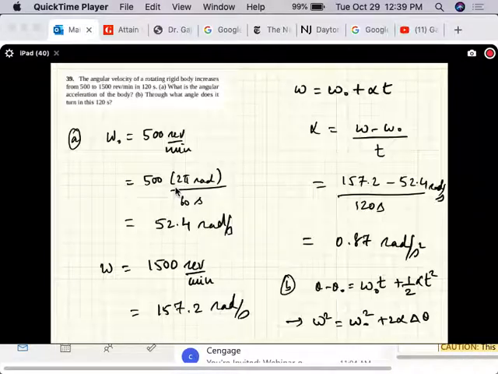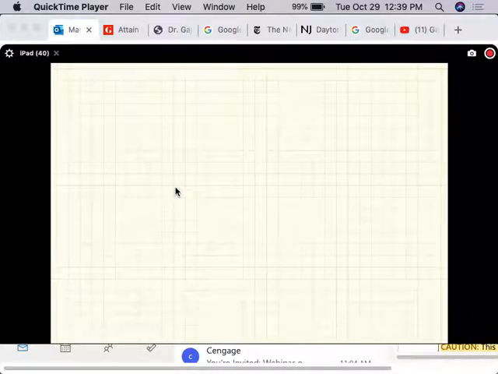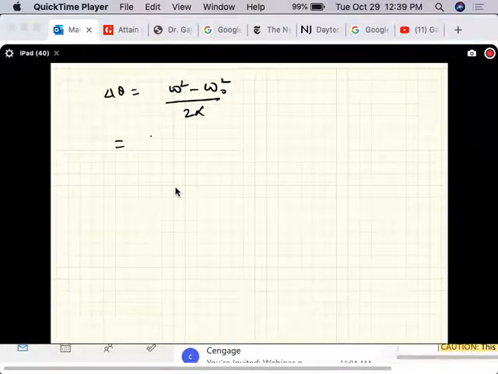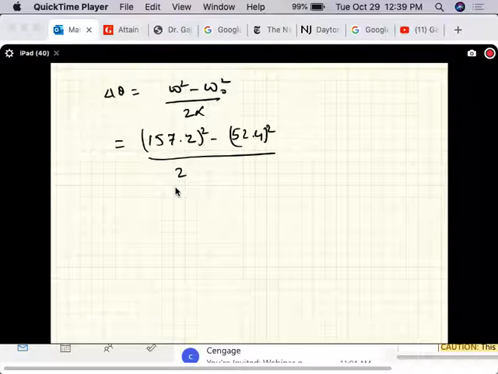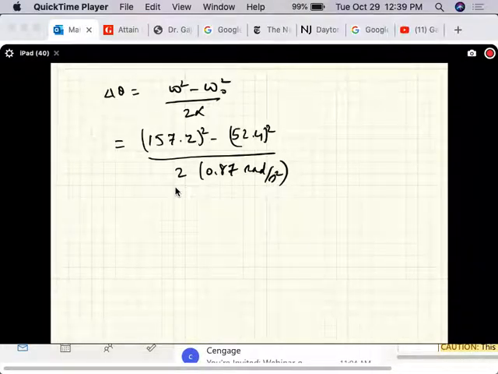So from here you can see that delta theta is omega squared minus omega naught squared divided by 2 alpha. So 157.2 squared minus omega naught squared, and this will work out in radians.